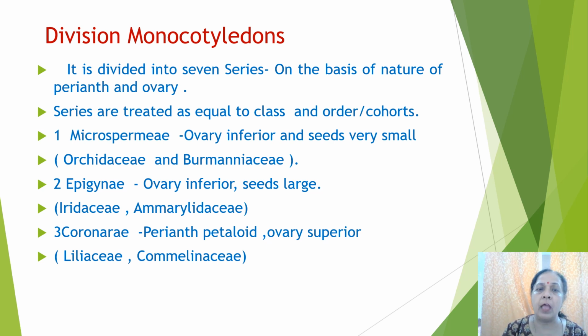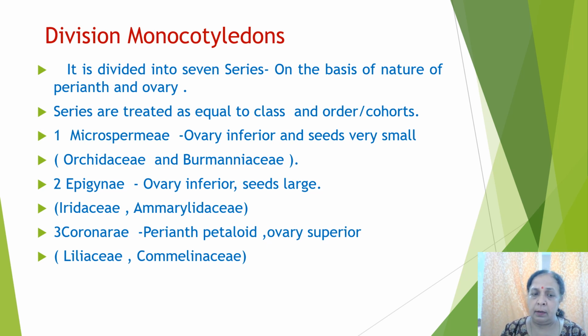Monocots are divided into 7 series on the basis of nature of perianth and ovary. Monocots are not classified in classes, but in series, and series are treated as equal to the order. First series is Microspermae. Microspermae means small seeds bearing families, where the seeds are very small and the ovary is inferior. It consists of 2 families, Orchidaceae and Burmanniaceae.